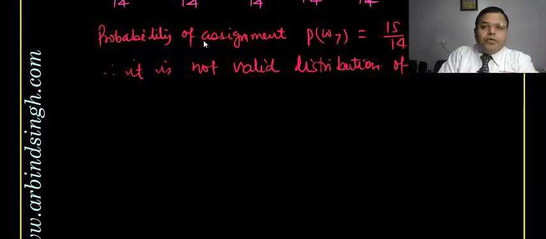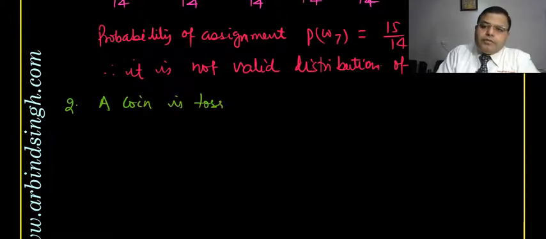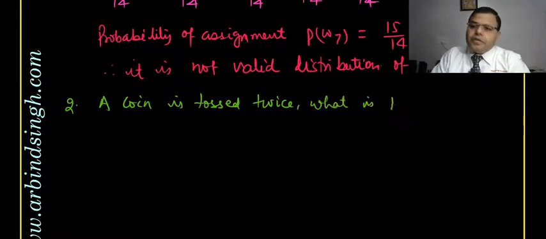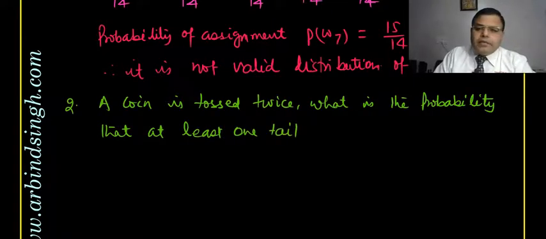So now question number 2, let us see. Question number 2 says that a coin is tossed twice. What is the probability that at least one tail will occur?